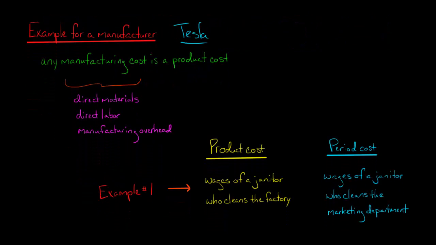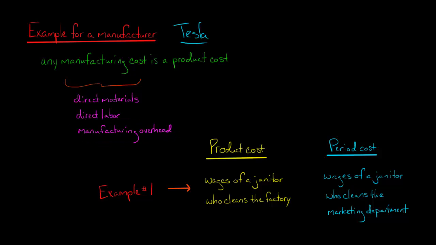So if we have, let's say, the wages, whatever we're paying to a janitor, the question is, okay, is that going to be a product or a period cost for Tesla? If there's a janitor and they're paying them, let's say $15, $20 an hour to do some cleaning. Well, it depends. What are they cleaning? If the janitor is cleaning the factory, anything related to the factory is where the production is done, right? That's where Tesla produces vehicles, batteries, and so forth. So any wages related to the janitor cleaning the factory is going to be considered a product cost. Specifically, that's going to be manufacturing overhead.